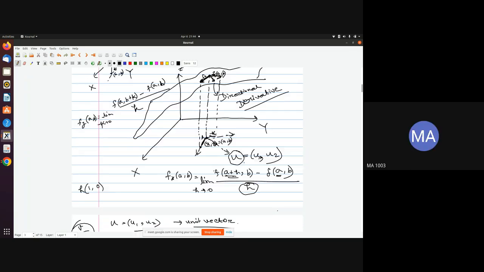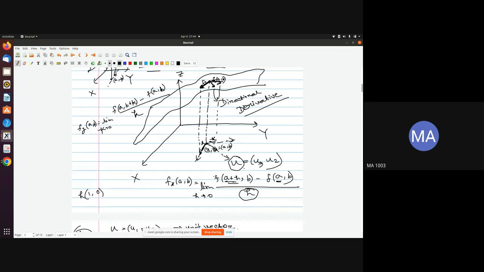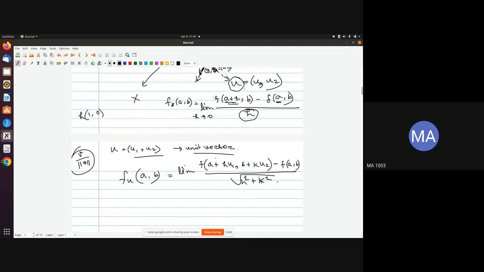Understand? If you see the diagram, it will be more clear. Here is your h along the x-axis, and here k along the y-axis. So what is the resultant along this? It is the square root of h squared plus k squared. That is what we are writing. Clear? So Pythagoras, or the resultant vector, whatever you want. And then your h and k should tend to 0. This is what we are doing.